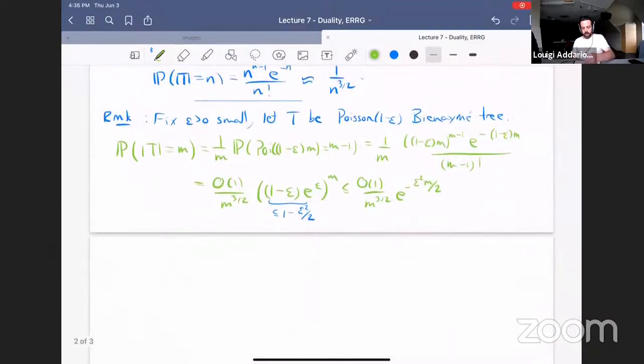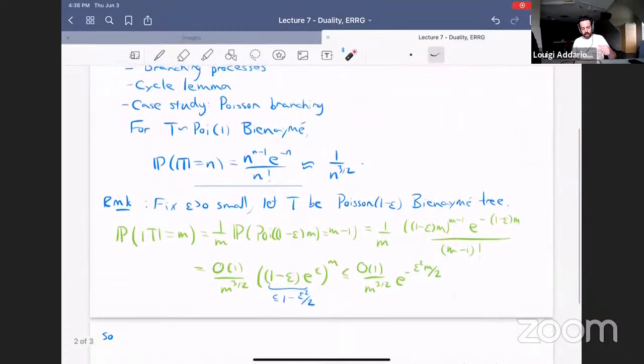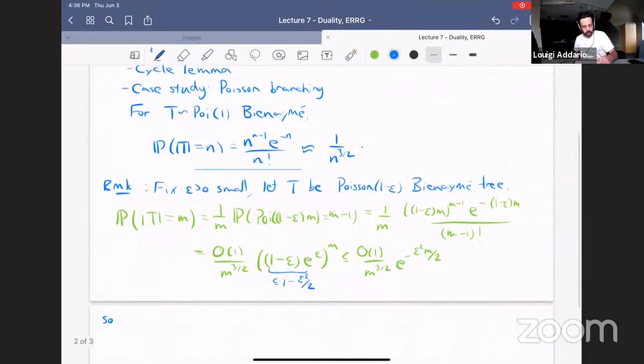Okay, and so if m is much smaller than 1 over epsilon squared, this just looks like the same sort of bound we were getting for critical trees. But once m is much bigger than 1 on epsilon squared, then we start to get a sort of exponential penalization. So a subcritical tree looks roughly like a critical tree, or the probability of observing trees of a given size is roughly the same until about m is 1 on epsilon squared, and then it drops off.